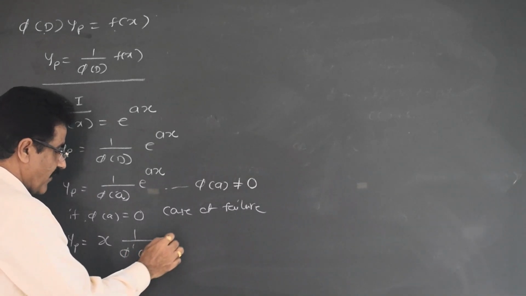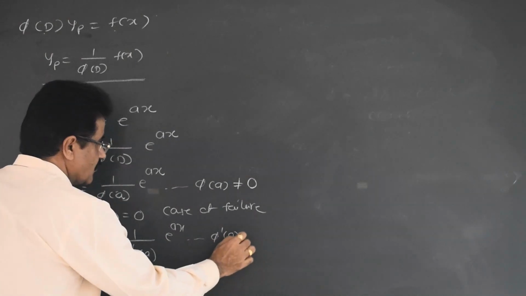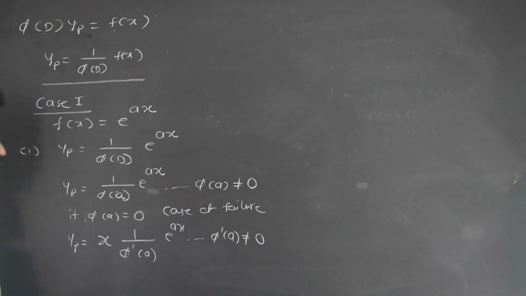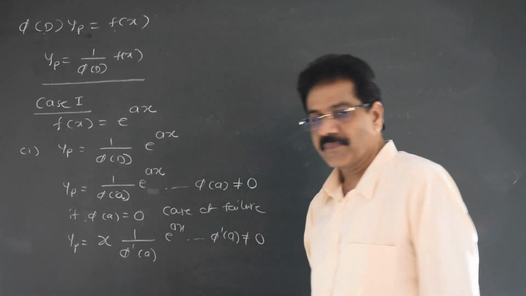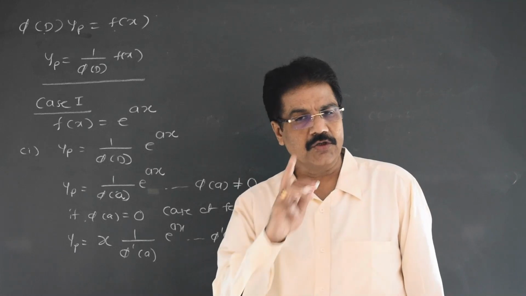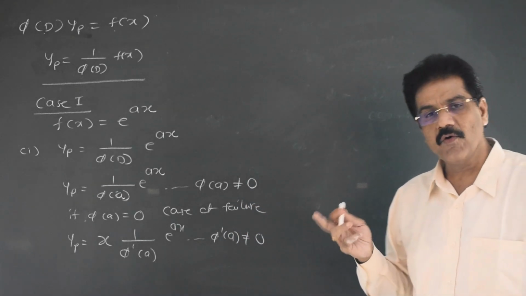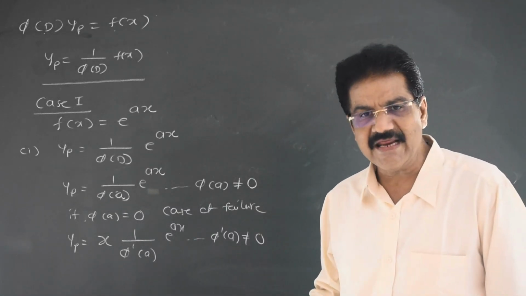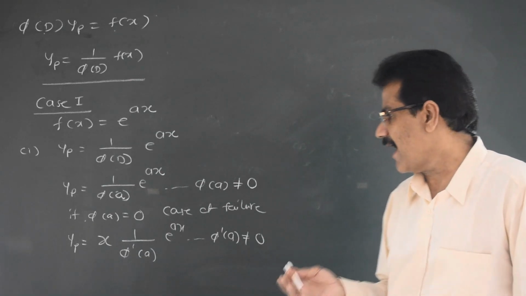So phi dash of a e raised to ax, and again we write that phi dash of a is not equal to 0. Now whenever we write x into 1 upon phi dash of a, remember that this is a two-step process. In the first part, we take the derivative of the function phi d with respect to d, and then we replace this d by a.